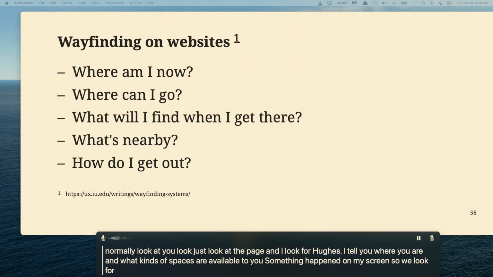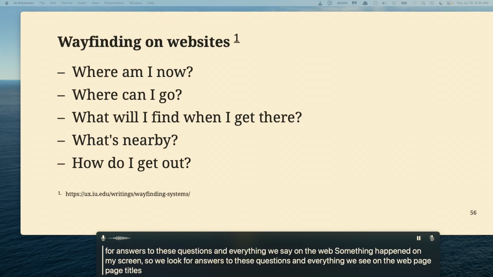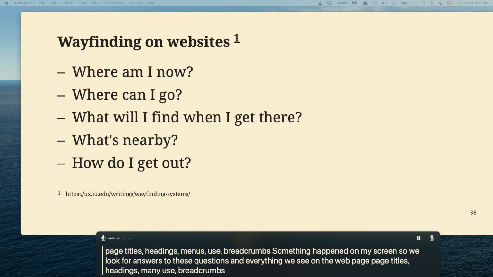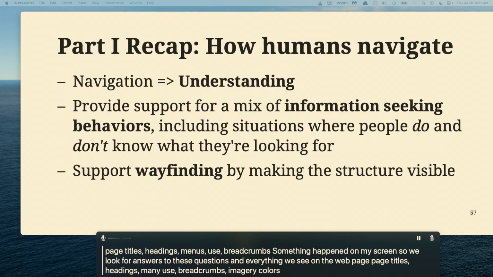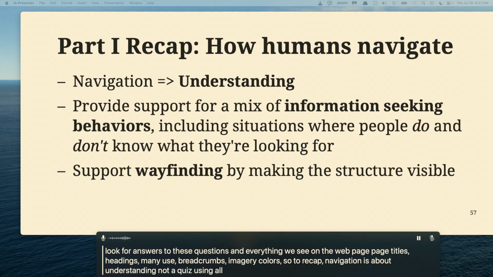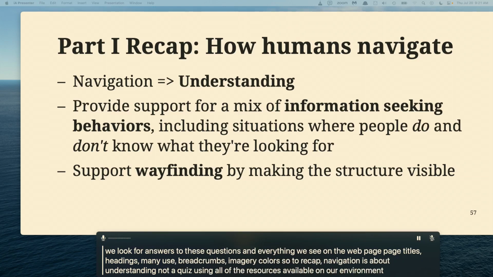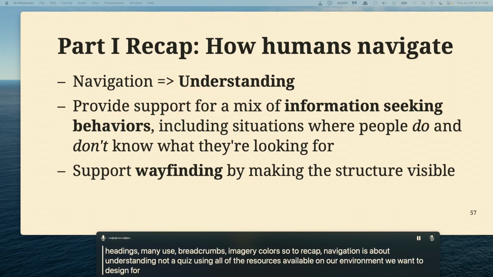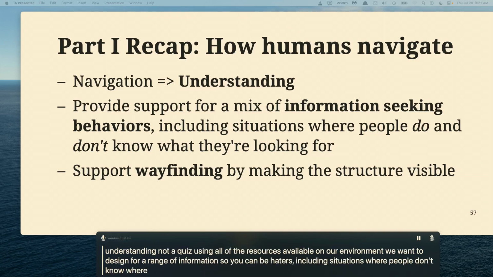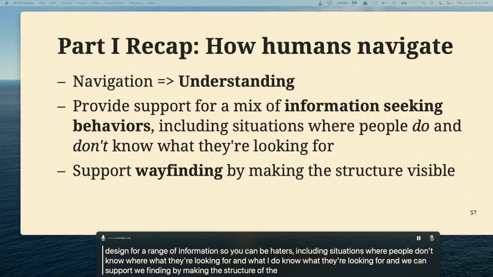So we look for answers to these questions in everything we see on a web page. Page titles, headings, menus, breadcrumbs, imagery, colors. So to recap, navigation is about understanding, and that includes using all of the resources available in our environment. We want to design for a range of information-seeking behaviors, including situations where people don't know what they're looking for and where they do know what they're looking for. And we can support wayfinding by making the structure of the website visible.